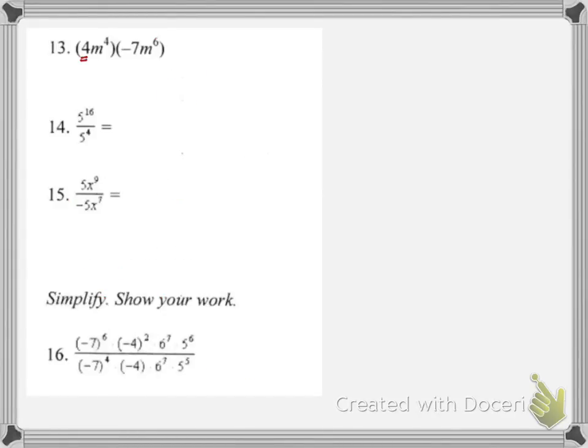When you have coefficients and you're multiplying, you simply multiply the coefficients. And then when you're multiplying variables, again, you're going to keep the base and add the exponents. For division, you keep the base and subtract the exponents. When you have a coefficient, you're going to divide them, and then keep your base and subtract the exponents. Enter your answer for 15 onto Edpuzzle.